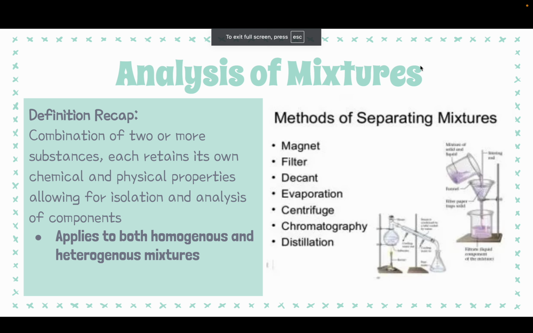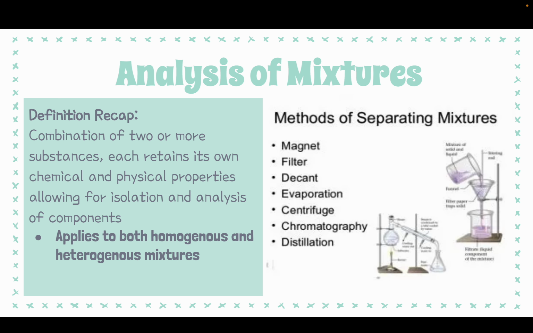Hey guys, so these are your separating mixtures notes. We're going to talk about the analysis of mixtures. Just to remind you, a mixture, to do a definition recap, is a combination of two or more substances where each substance retains its own chemical and physical properties. That allows us to isolate those different substances and analyze the components of the mixture.